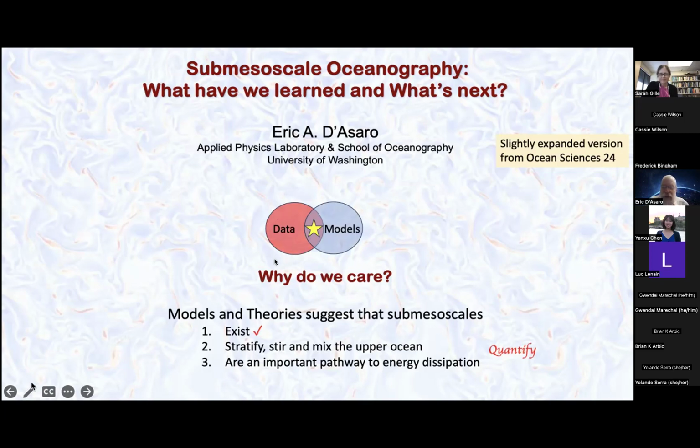And a good starting point for this is, well, why do we care? Why are we spending time studying submesoscales? Well, first, they exist. That's a good reason to study them. And then the theory and modeling suggests that these motions should stratify, stir, and mix the upper ocean and help set the upper ocean stratification, and are an important pathway to energy dissipation. Basically, what I'm saying in this talk is that, yes, number one, we know they exist. That's been 20 years of work. We don't need to prove that anymore. And it's these things which are harder questions, which is where we should be going. Of course, it's harder, and I'll talk about that.